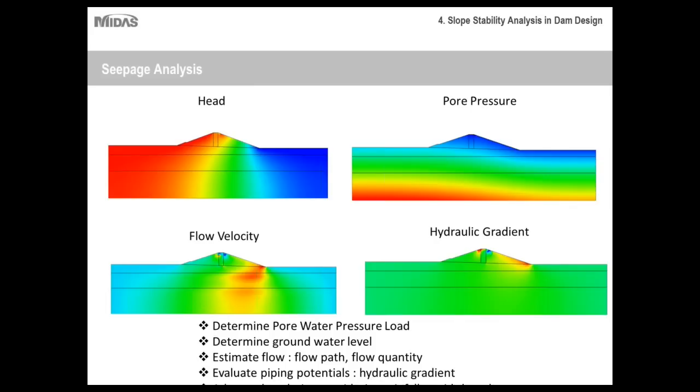Piping potential, so for example, if you wanted to create any sort of drainage, you could find out where the hydraulic gradient is, you can find out where the water is going to be so that you can drain it.